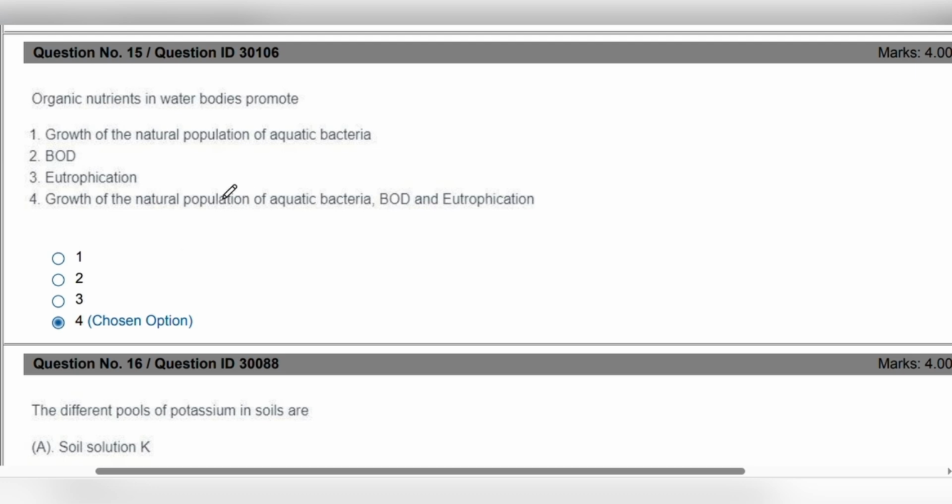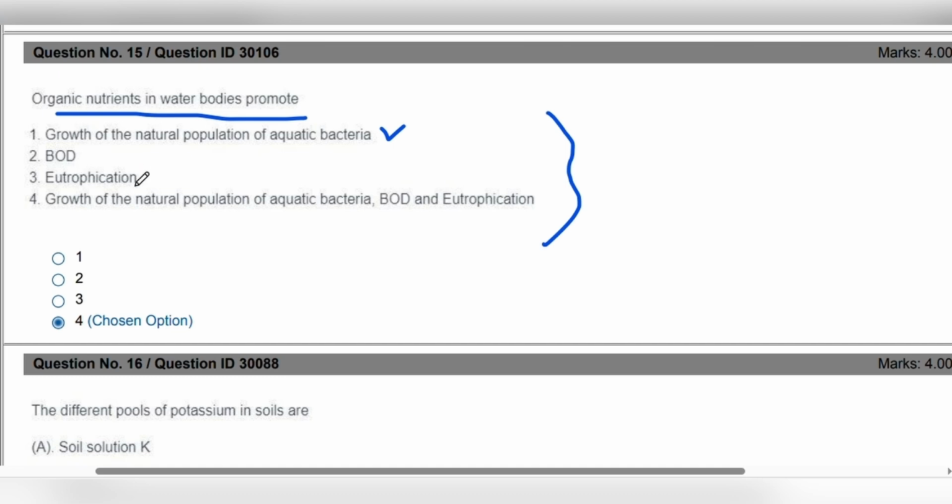Again, another example of why you should read all the options. Organic nutrients in water bodies promote growth of the natural population of aquatic bacteria. True. BOD, that is biological oxygen demand, I think everyone knows what it is. If the organic matter content in the water body is very high, then it increases the biological oxygen demand, which is the oxygen needed by microorganisms to decompose the organic matter present in the water body. So if the amount of organic matter is high, generally the BOD will be high because the microbes need more oxygen to perform more activities of decomposition.